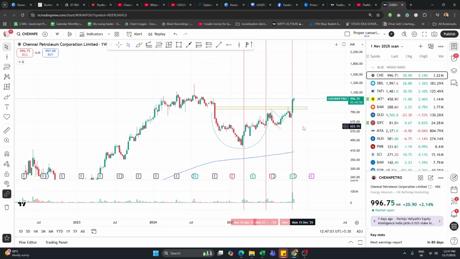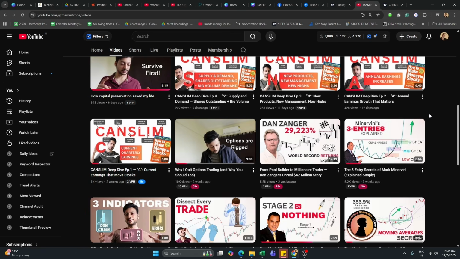Then I see how the pattern is reacting. Out here, the pattern was pretty clear, where a cup was being formed, a handle was formed, and then again there was a volume growth with a breakout. So this is a good pattern where you could have taken an entry. An early entry would be somewhere out here where you're taking a mid-cheat entry. So what is a mid-cheat, low-cheat? I've already spoken about this on my channel. You can go look at Minervini's 3 types of entry, which are the low-cheat, mid-cheat, and the pivot entry.